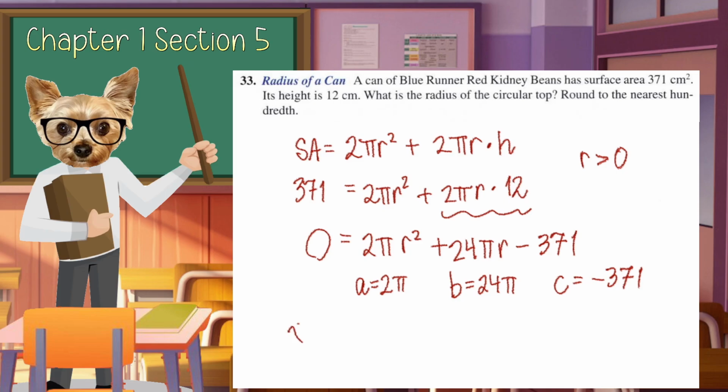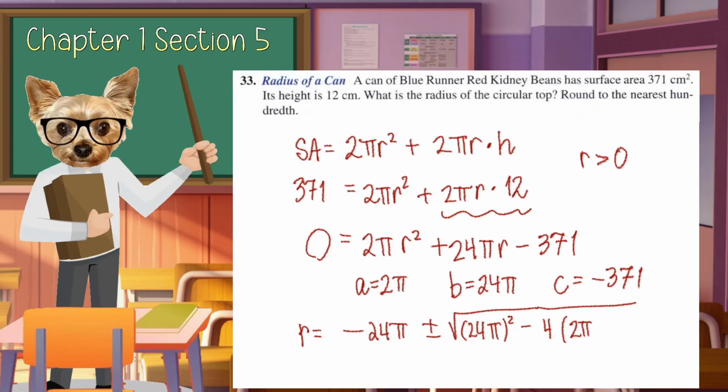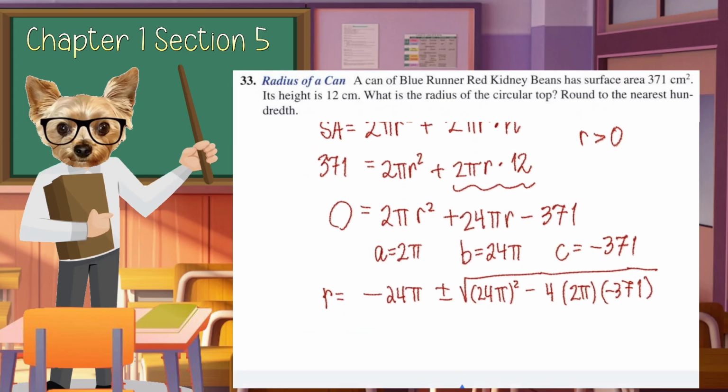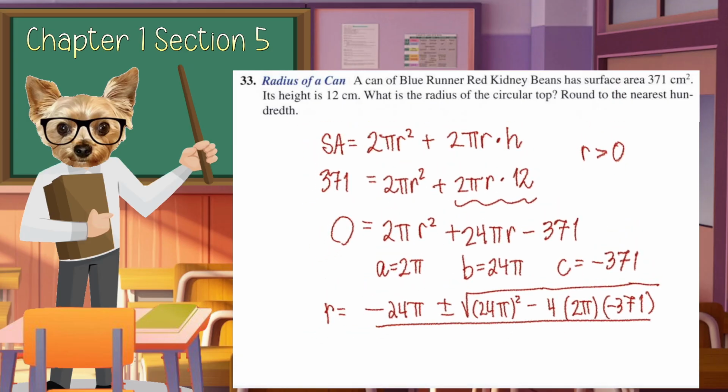So what you'll do is you're going to get into not x equals, actually, r equals negative b, negative 24 pi, plus and minus the square root of b squared, which is 24 squared and pi squared, minus 4a c, all over 2a, which will end up being 4 pi, like that.